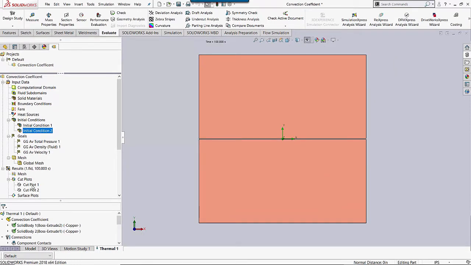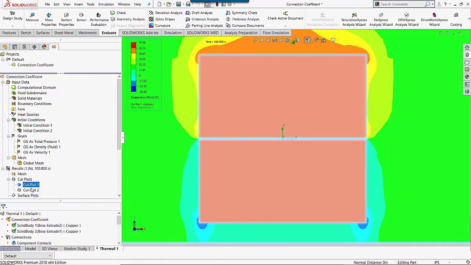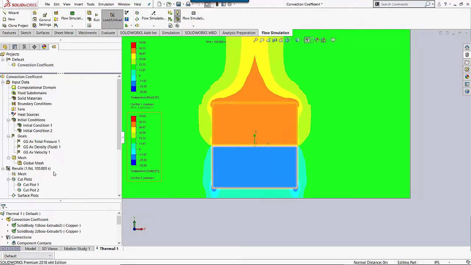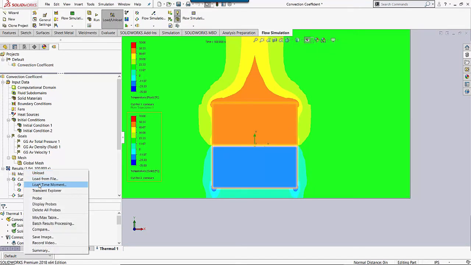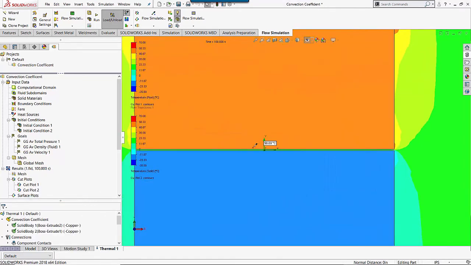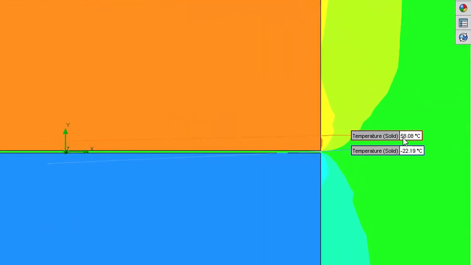So when I show my results here, I'm going to show both the fluid and the solid temperatures. There's definitely heat transfer going on here. And if I probed these in roughly the same spot as I did in the thermal study, you can see there was definitely a heat loss in the 70 degrees Celsius block. It went down to about 60 degrees Celsius, and there was a heat gain in the negative 35 degrees Celsius block, which went up to negative 22 degrees Celsius over that small gap.